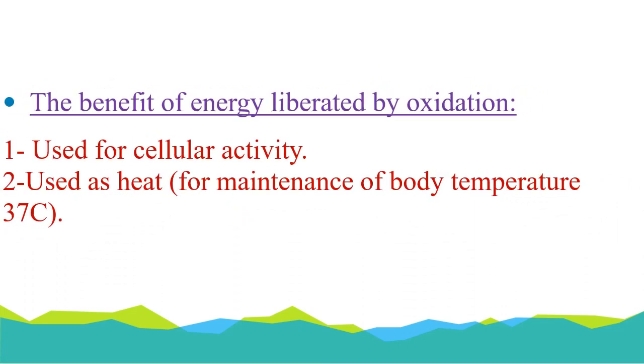The energy produced by oxidation has two uses: either for cellular activity to perform other functions needed for survival, or to maintain the body temperature constant at 37 degrees Celsius. Have you ever asked yourselves how our body temperature stays constant at 37 degrees Celsius, whatever the external temperature is? Here is the answer. It is because part of the energy produced by oxidation is used as heat to maintain our body temperature constant.